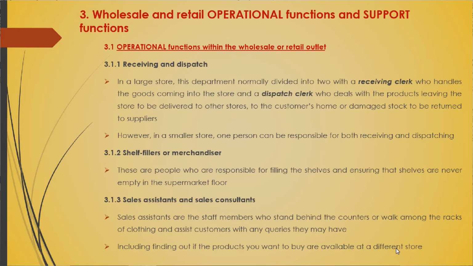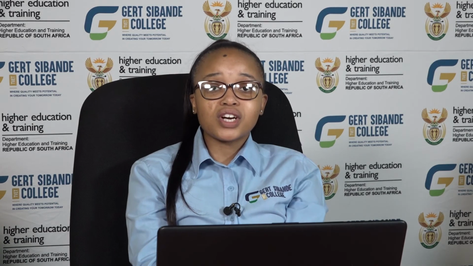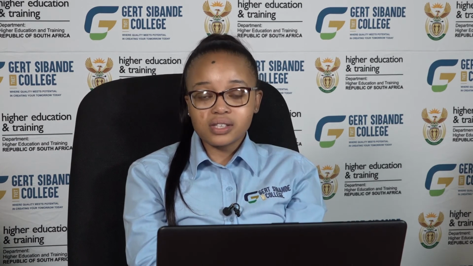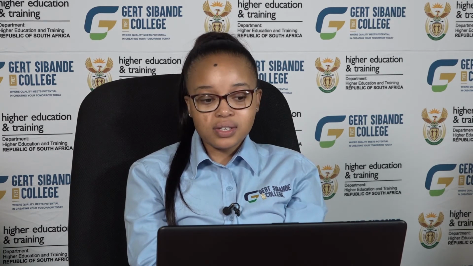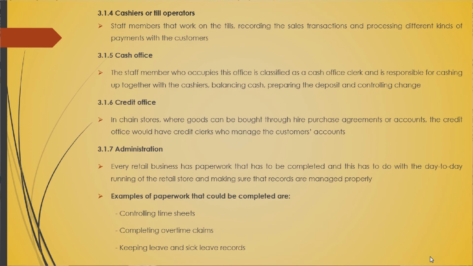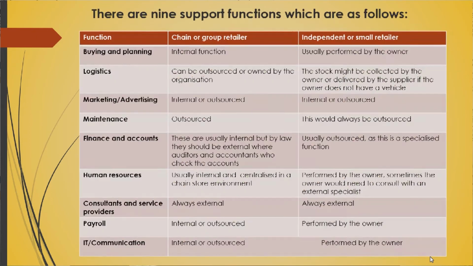So in the last section of this module, we are going to look at the wholesale and retail operational and support functions. We'll start with the operational functions within the wholesale or retail outlet. And there are 8 functions that we are going to look at. The first one, receiving and dispatch. Secondly, shelf fillers or merchandisers. Thirdly, sales assistants and sales consultants. Cashiers or till operators. Cash office, credit office, administration, as well as management. Let's get to it.